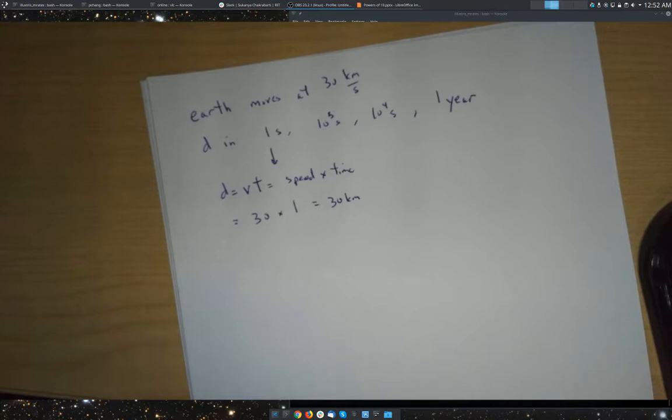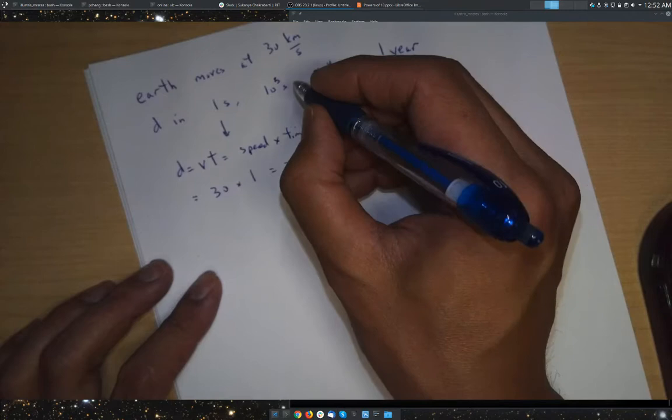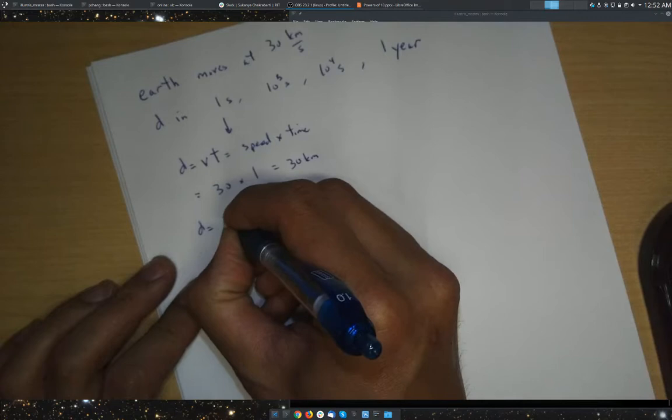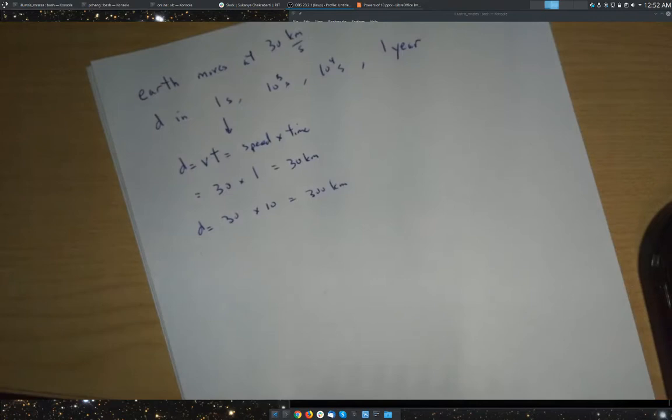We're going to look at the next one, which is 10 seconds, all right? So D is equal to 30 times 10. That's 300 kilometers, right? 300 kilometers is about 180 miles. That's double the distance to Chicago. In fact, I think it's almost the distance to Urbana-Champaign. So in 10 seconds, the Earth moves the distance from Milwaukee to Urbana-Champaign. I'm not sure if anyone wants to go to Urbana-Champaign, but that's how far it moves.